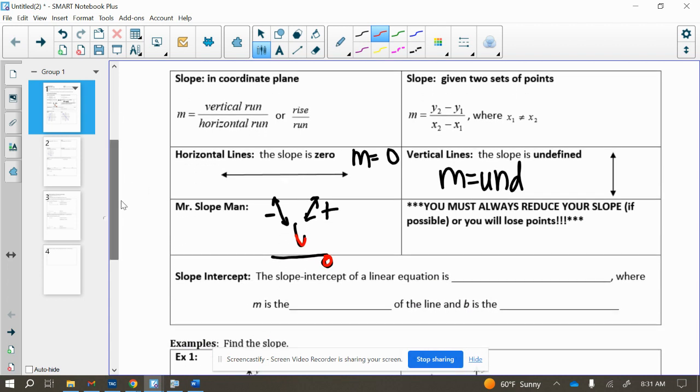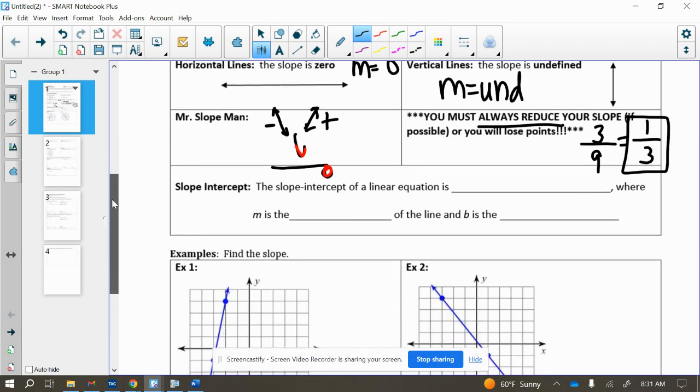Whatever your slope is, if it's not undefined or 0, we always want to make sure we reduce. So for instance, if we have a slope that's 3 over 9, both of those are divisible by 3, we would write our final answer as 1 over 3. So always reduce if possible.